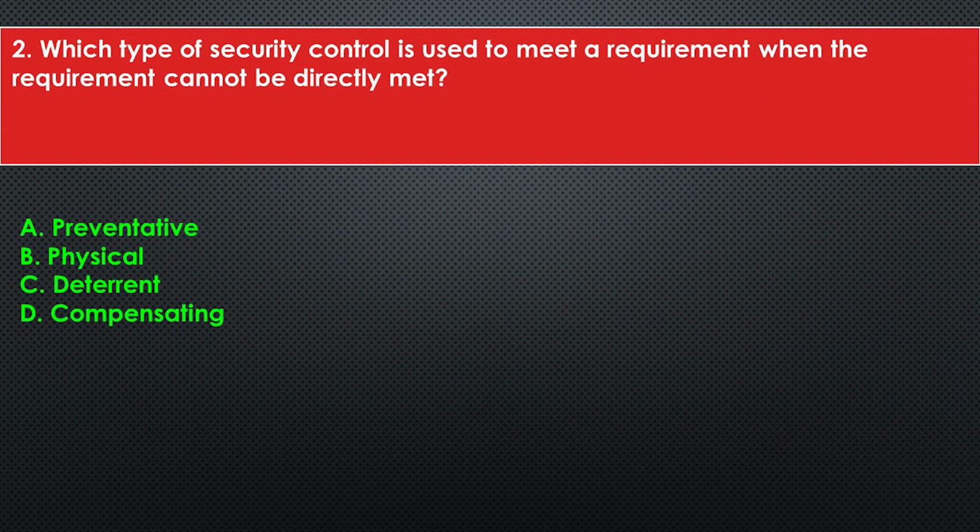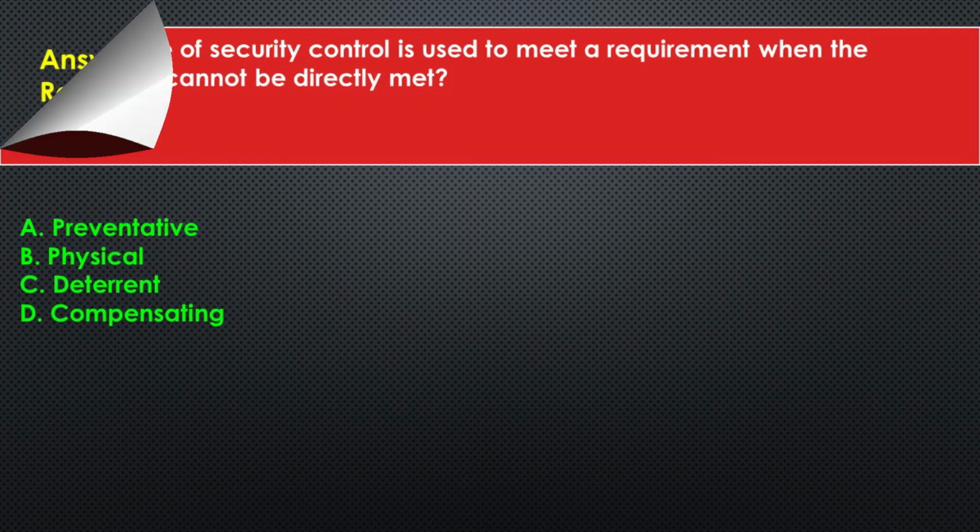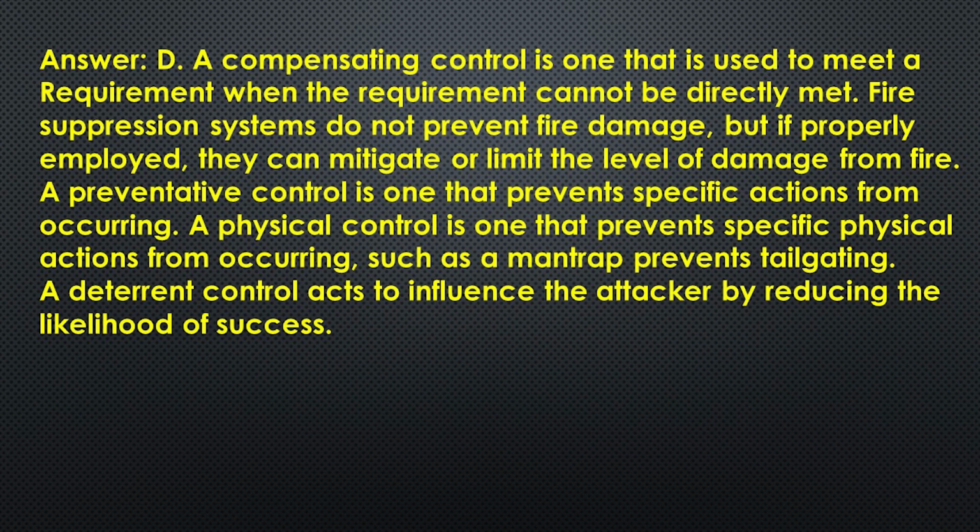2. Which type of security control is used to meet a requirement when the requirement cannot be directly met? A. Preventative. B. Physical. C. Deterrent. D. Compensating. Answer: D. A compensating control is one that is used to meet a requirement when the requirement cannot be directly met.